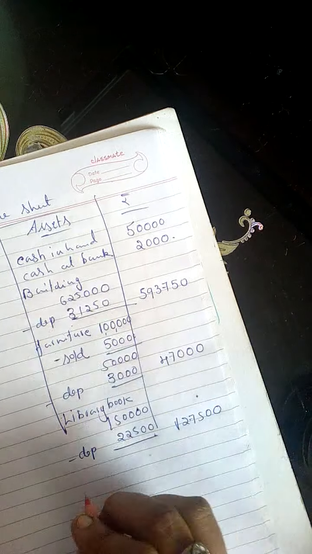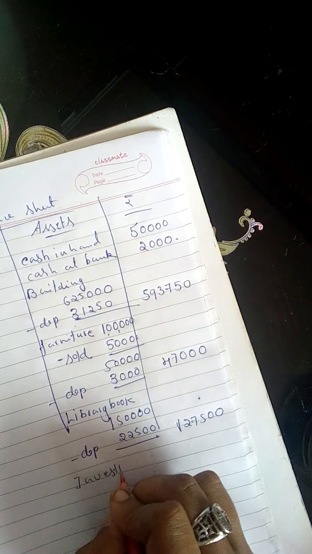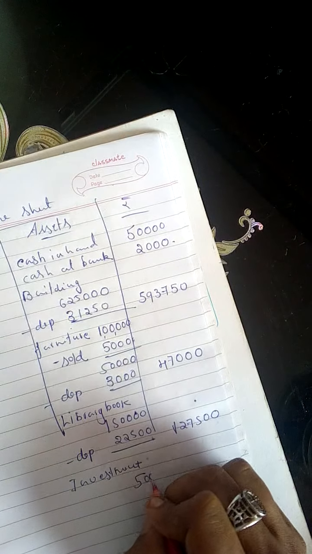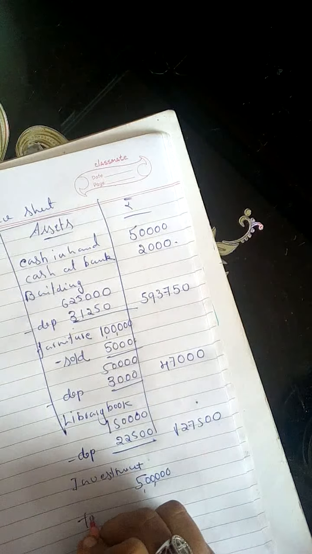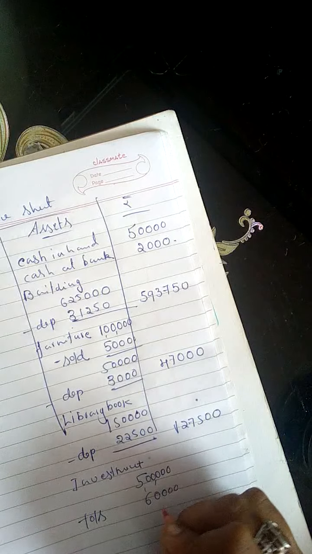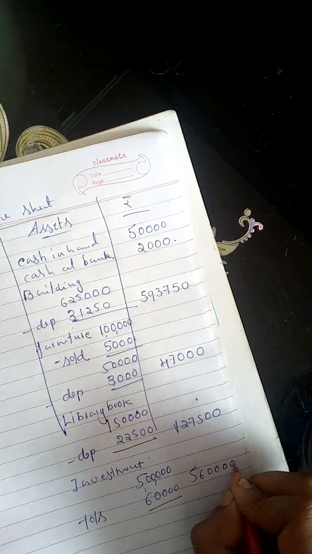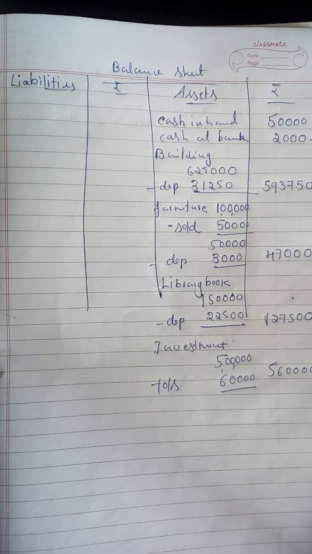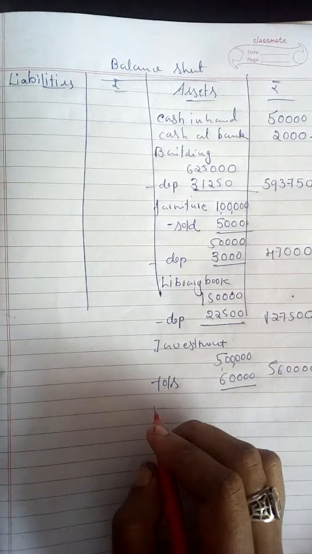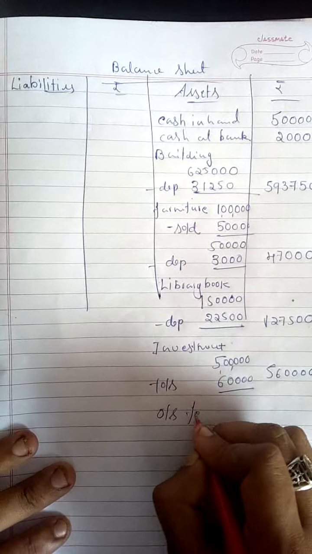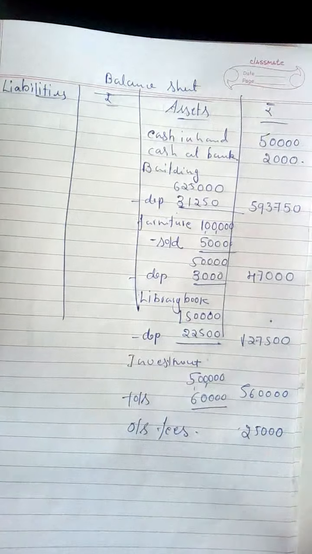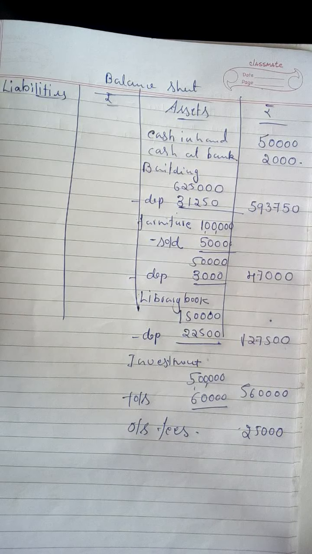Okay, remaining what? There is investment of value 5 lakh. Then there is outstanding interest of 60,000. Now total is 5,60,000. Then any other remaining asset? Is there any remaining asset? Yes, there is outstanding fee which they need to receive, amounting to rupees 25,000. Other things are now over.